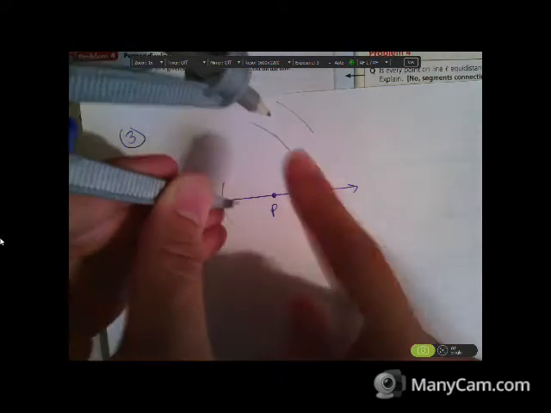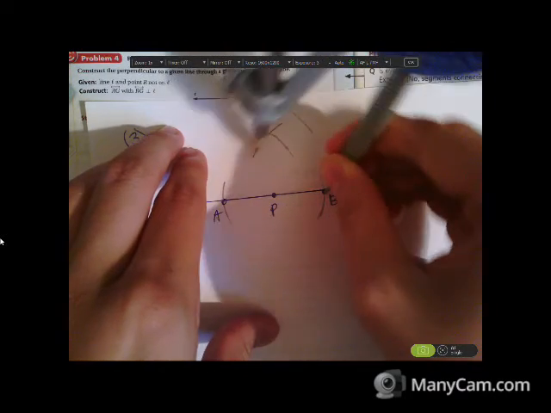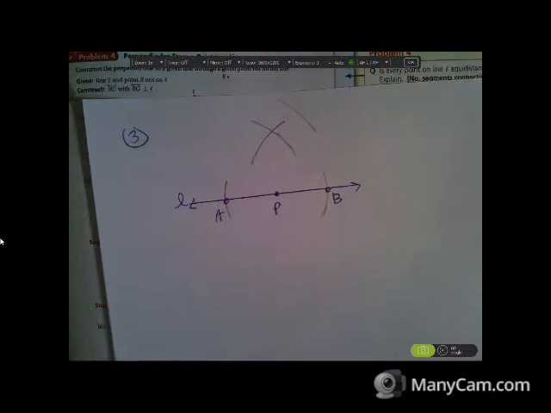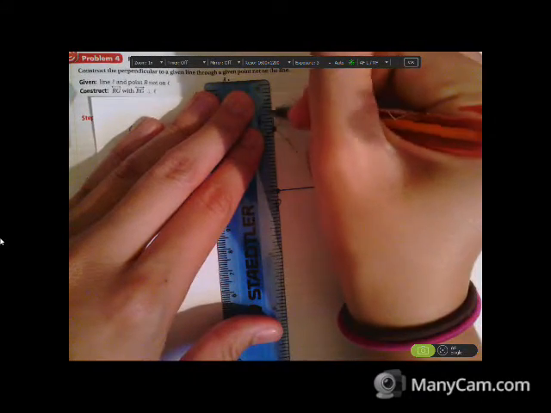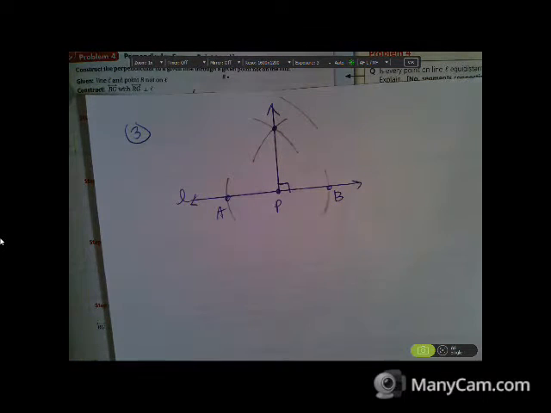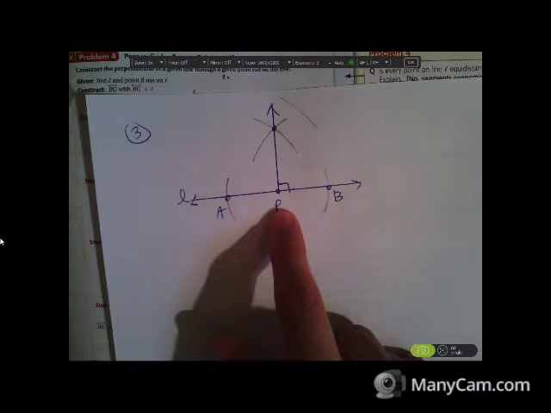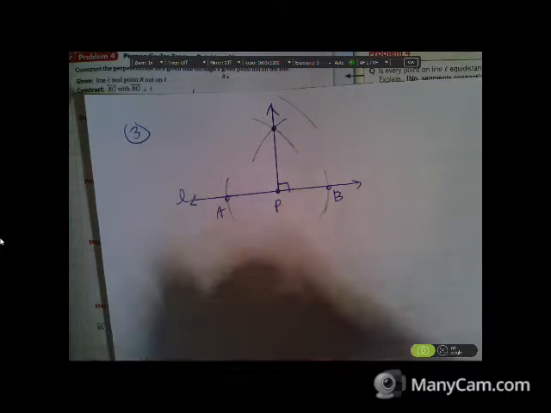Alright, with this same setting, I'm going to put this at point B. I'm going to draw another arc. And when those 2 arcs intersect, this is my perpendicular line. It's not necessarily a perpendicular bisector because this P I put randomly. I didn't put it directly in the middle. P is not the midpoint.